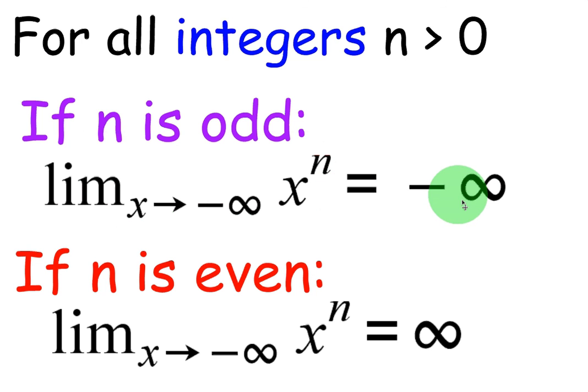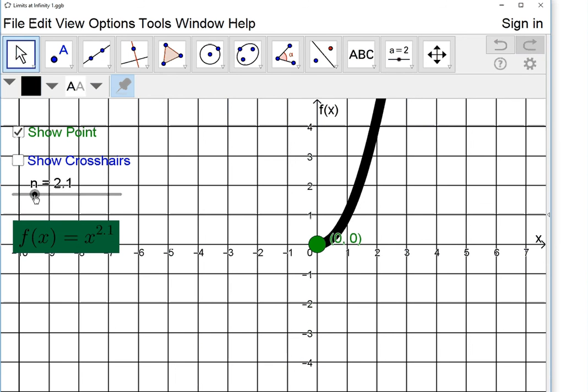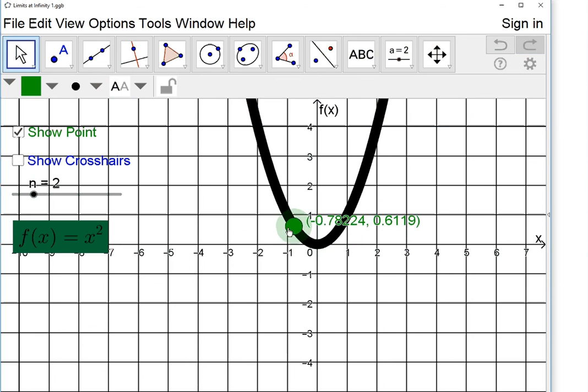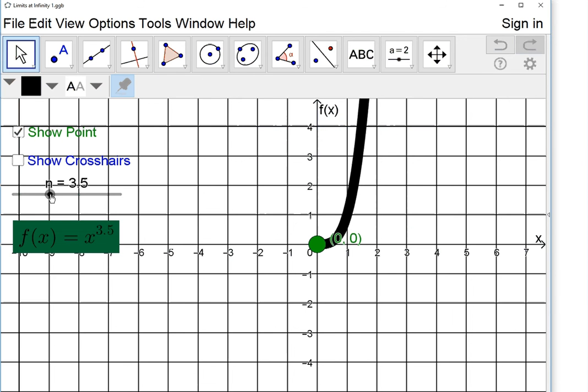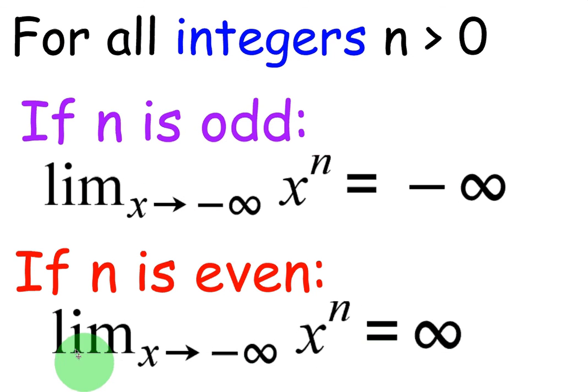Now let's look at the other rule. What happens if n is even? Let's go back to our graph and just do n equals 2. That's the easiest one. You're taking a negative number and raising it to an even power, so y is going to go up. Even if I make n equal to 4, we can see that it's going to go up, up, up, and up. So the limit as x approaches negative infinity of x to the n when n is even is going to be positive infinity, as opposed to odd, where it becomes negative infinity.